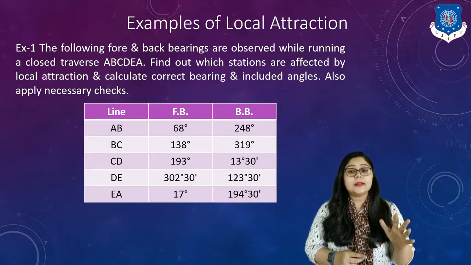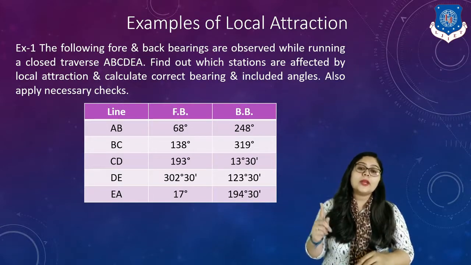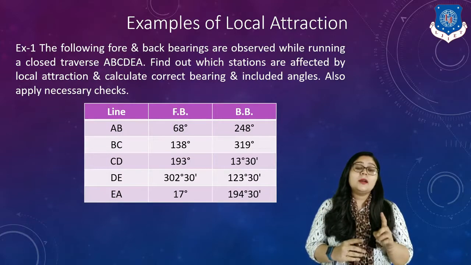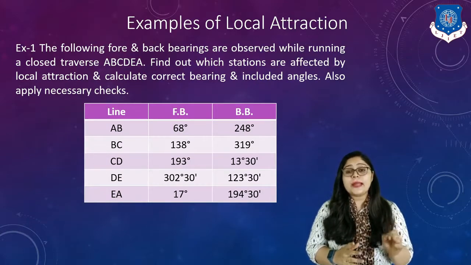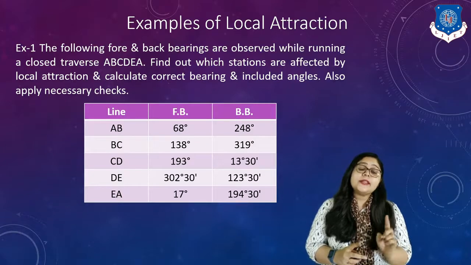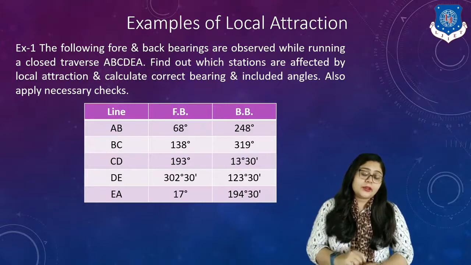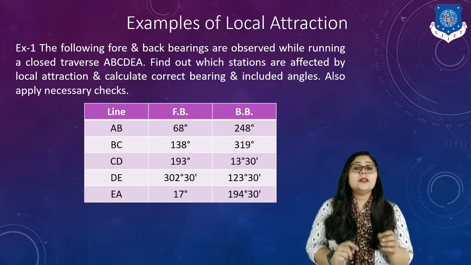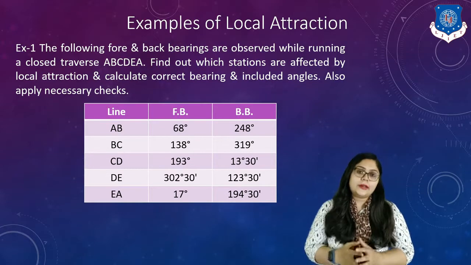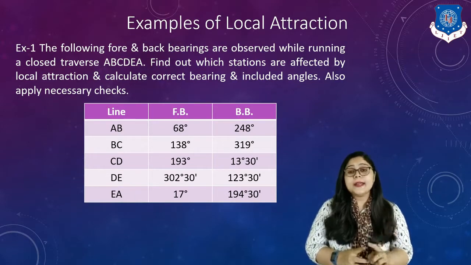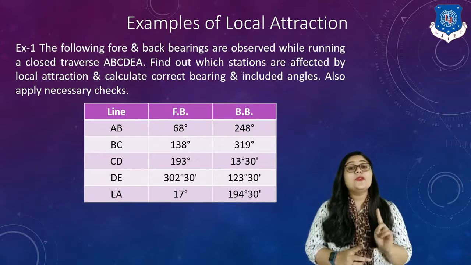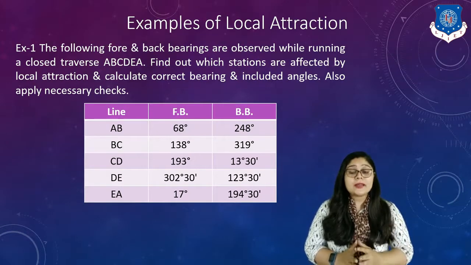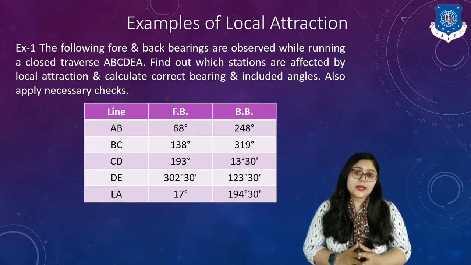Here 5 lines are there having their own forebearing and back bearing. But in the example, it is clearly mentioned which stations are affected by local attraction. That is the indication that this sum is of local attraction, right? Again, they are saying correct the bearings, find the included angles and apply the necessary checks, right?